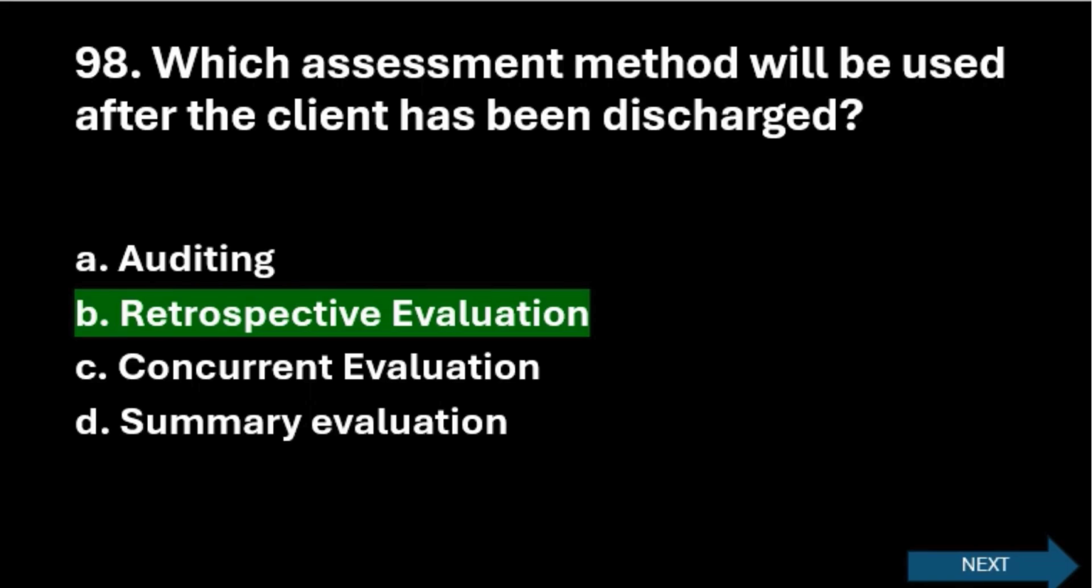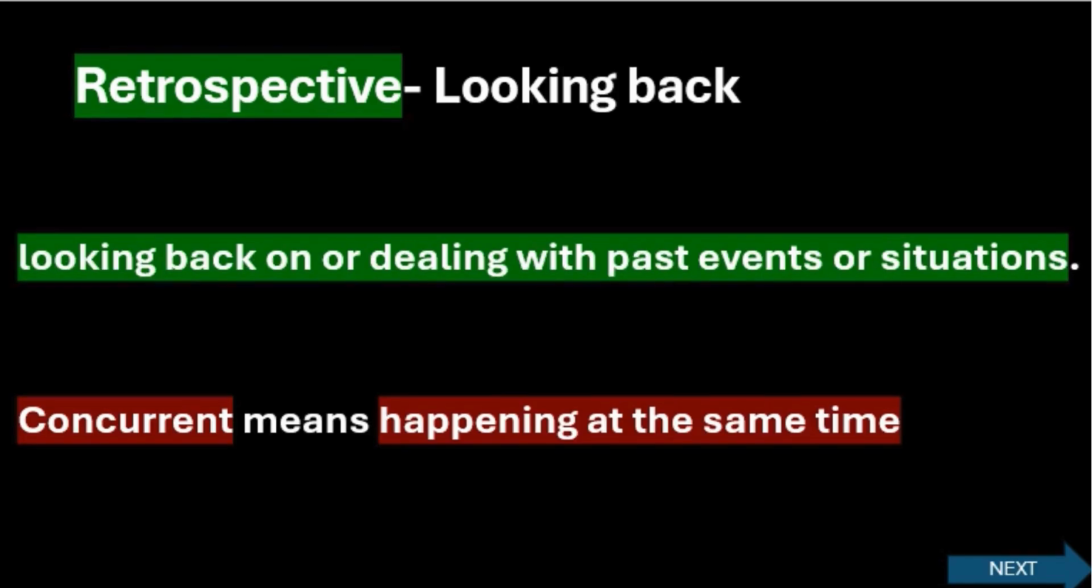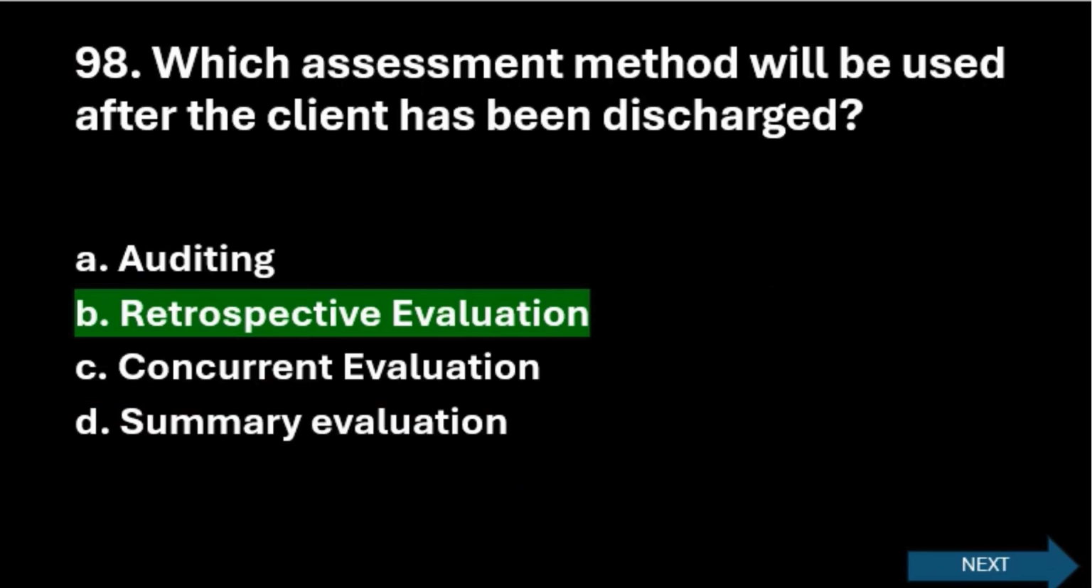Here you can see the word itself. Retrospective means looking back. So when the patient is discharged and gone, then this will obviously be retrospective, dealing with past events or situations. Concurrent means happening at the same time. So when the patient is already inside the hospital, at that time concurrent auditing or concurrent assessment method can be applied. But when the patient is already discharged, then retrospective evaluation can be done.